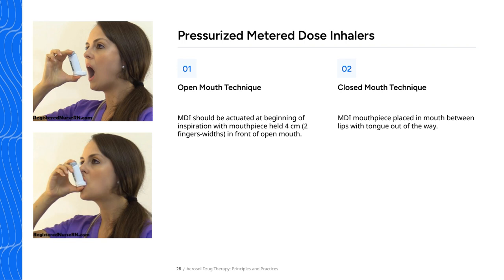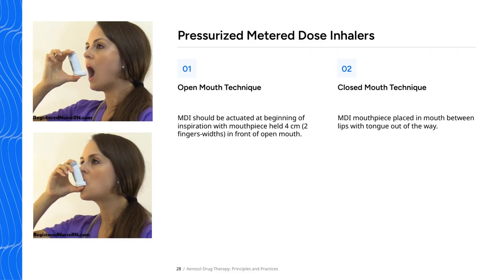Next, there are two main techniques to consider. The first is the closed mouth technique, where you hold the mouthpiece in your mouth as I just described. When you're ready to inhale, actuate the inhaler at the very beginning of your inhalation and hold the device about 4 centimeters, which is roughly 2 fingers widths, in front of your open mouth. This timing is crucial to ensure the medication reaches your lungs effectively.